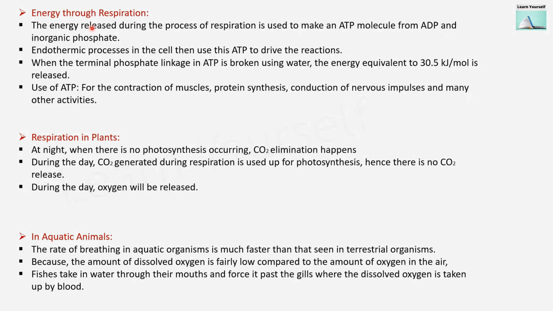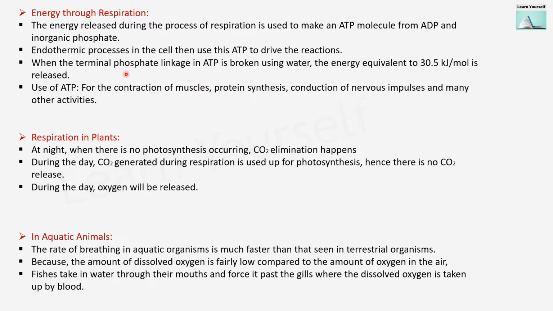Now energy through respiration. What energy will be generated at the end of the combustion of the glucose molecule, that energy we are using in the body. So energy released during the process of respiration is used to make ATP molecule from ADP and inorganic phosphate. Now endothermic processes in the cell then use this ATP to drive the reaction. ATP is adenosine triphosphate, which is the energy currency for the cell.